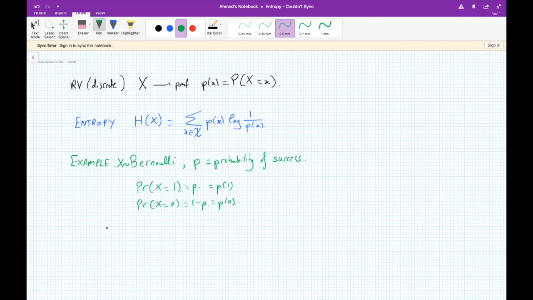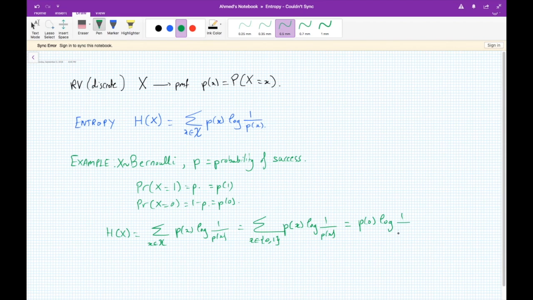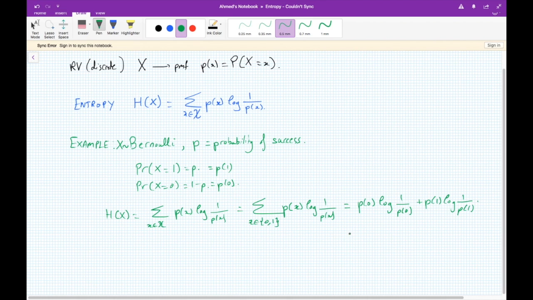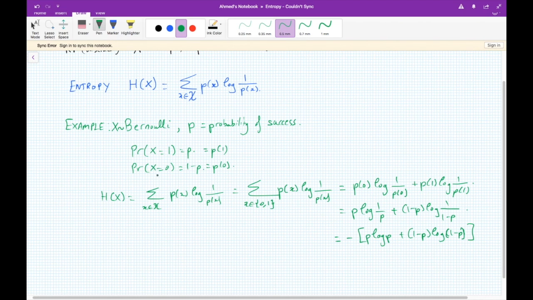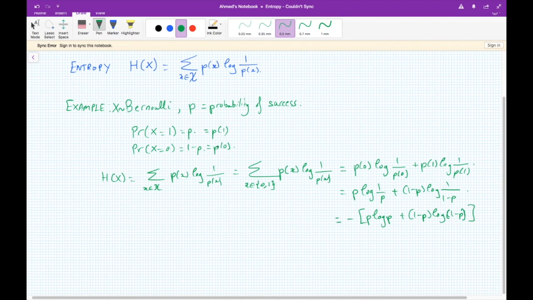And let's compute the entropy of x, which is H of x, right? So by definition, it's the sum, where x is in the alphabet, of p of x log 1 over p of x, right? And the alphabet in our case is only the set 0, 1, which is p of 0 log 1 over p of 0 plus p of 1 log 1 over p of 1. Now let's replace the probabilities that we have, which are p and 1 minus p, right? So we get p log 1 over p plus (1 minus p) log 1 over (1 minus p). So from this simple example, we can really understand what's going on right here. So entropy, in our case, for this random variable, is the following expression.